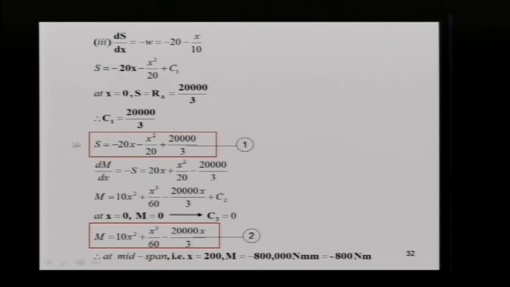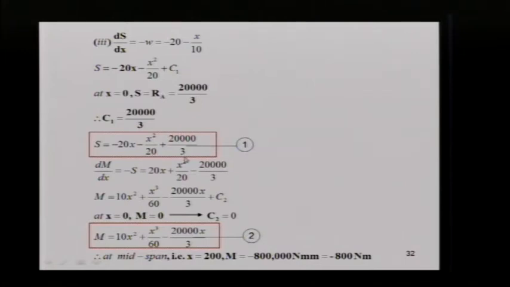So that's what we have done here. At x equals 0, shear force is equal to Ra, which is equal to 20,000 divided by 3. So you put 20,000 divided by 3 equals here 0 because x equals 0, here also 0, and C1. So C1 will simply be 20,000 divided by 3. Now you put that back in this equation and s will be equal to minus 20x minus x squared by 20 plus 20,000 divided by 3, right?